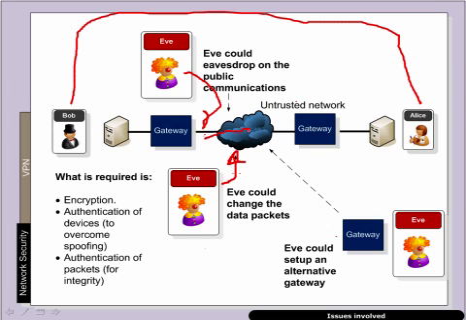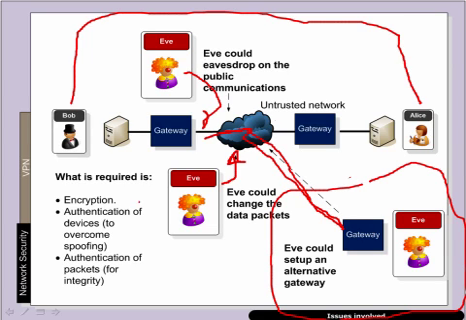Also, Eve could set up an alternative gateway, so rather than going to, say, a corporate network, the data could be streamed off onto another gateway. So what is really required is encryption to keep things secure, authentication to overcome the spoofing problem, and also we need to authenticate the data packets for integrity to stop Eve from changing them.